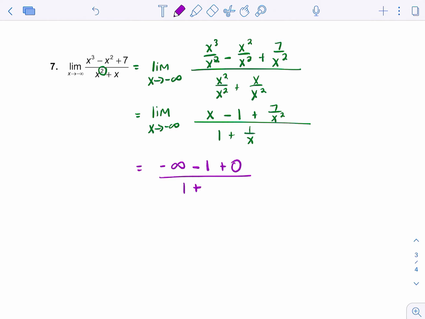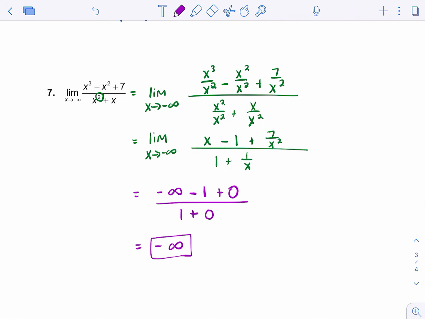On the bottom, we have 1 plus, and then that 1 over x term is also going to go to 0. Here's the thing. Negative infinity minus 1 is still a really big negative number. It's not going to change it. We still represent that with negative infinity. So that means all of those numbers, when they combine, make this negative infinity. So remember, this is not an actual number, but this is describing the behavior. This graph is heading toward negative infinity as x heads toward negative infinity. So it's going downward. All right, so that is it with limits at infinity.